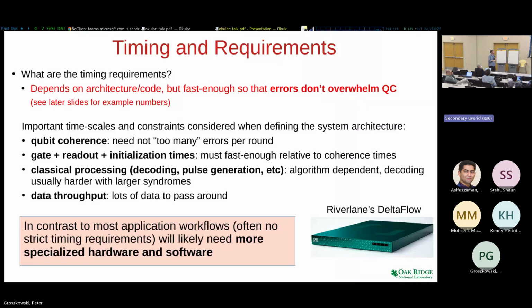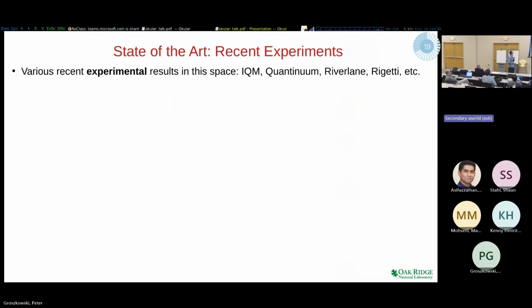And so I would argue that, in contrast to most application workflows that we discussed in the morning, one presumably needs somewhat more specialized hardware, right? At the very least for the decoding, I think it is widely believed now that people will need some sort of FPGAs or maybe GPUs that are living very close to the hardware.